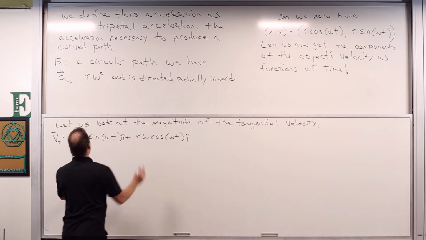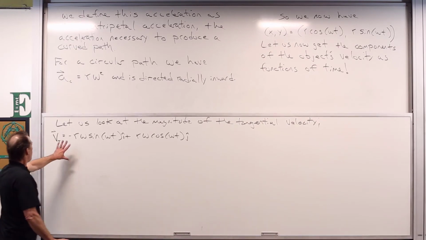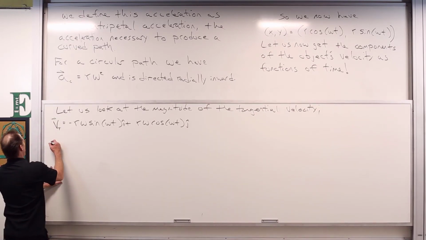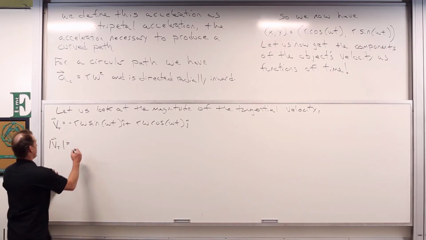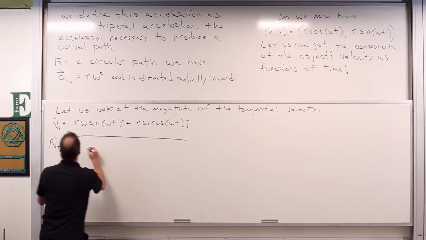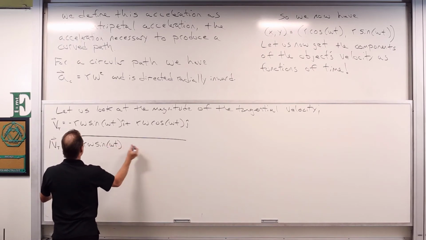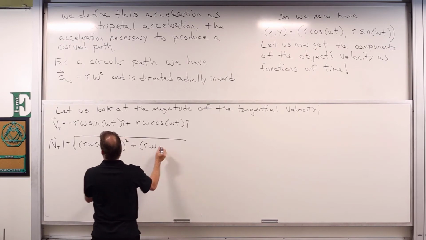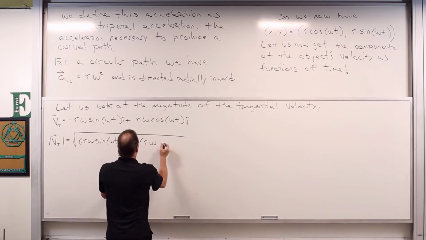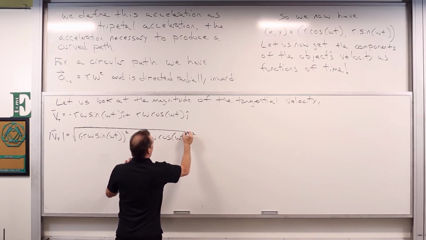That's j hat, that's i hat. It's 0, going straight up. Pi over 2 is negative, yes, that's right. So, how do we get the magnitude of this? The magnitude of a vector is the square root of the sum of the squares of its x and y components, right? So we've got the square root of r omega sine of omega t, quantity squared, plus, there's a negative sign there, sorry, r omega times the cosine of omega t, quantity squared.